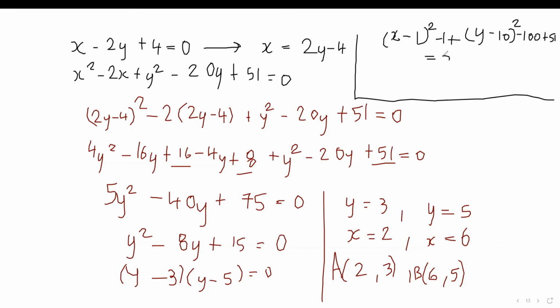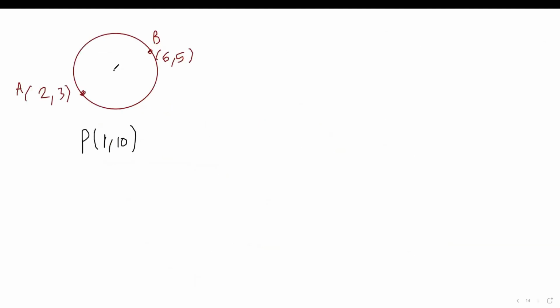So in this case, when you complete the square, this is the other method that I prefer you to do. You have (x minus 1) all squared plus (y minus 10) all squared. Now the minus 100 plus 51 is minus 49. So we'll bring it over, we'll get equal to 49. So the radius is 7. That's the radius of this circle. So the center is (1, 10), somewhere here. This is (1, 10). And the radius is 7.